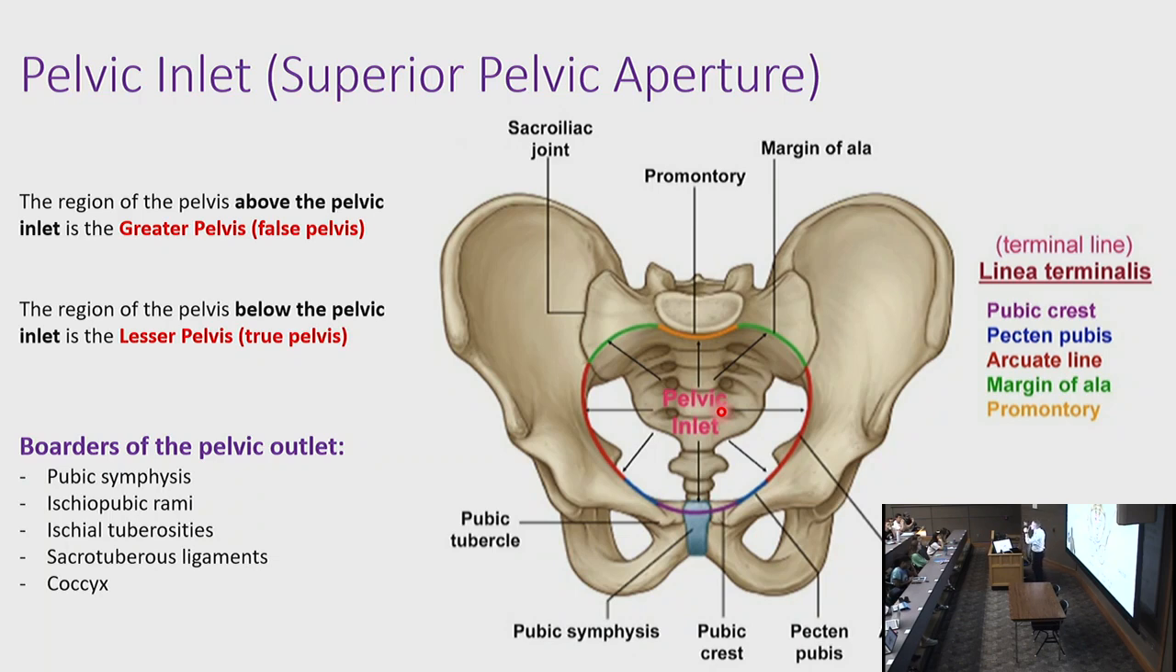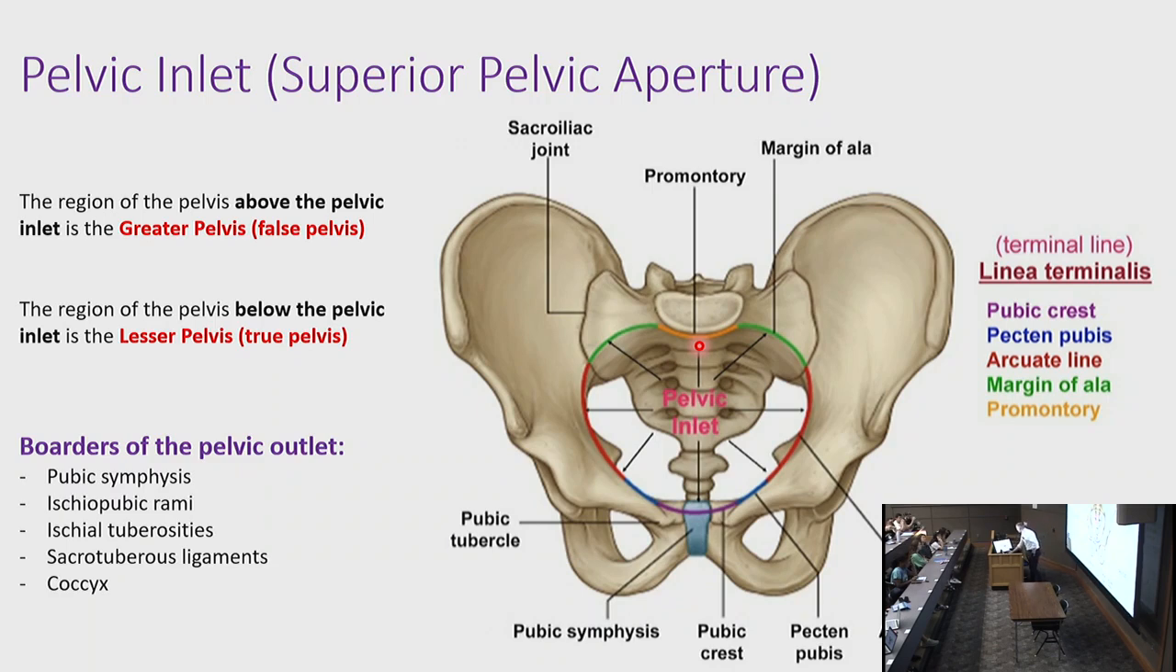Your greater pelvis, that superior part, is your false pelvis. Your true pelvis is that inferior region, that lesser pelvis. The separation point is the pelvic brim, and I think this image does a really good job of labeling each one of those structures so you can see it following around.